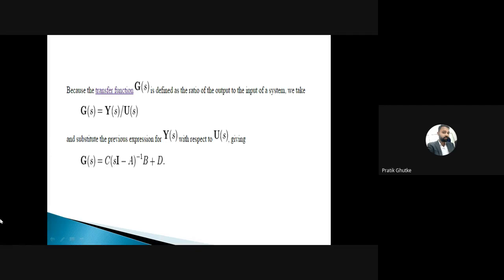Okay, then that's it for today. Tomorrow we will solve many more numericals related to the state space analysis by using this formula, that is G of s equals C (sI minus A) inverse into B plus D. Okay.